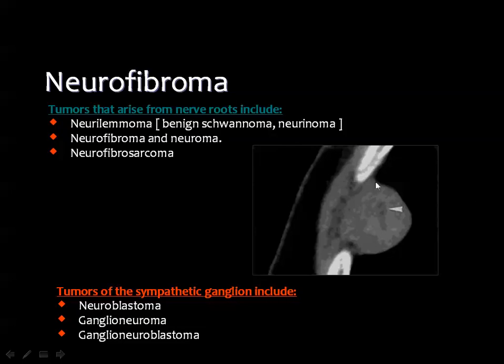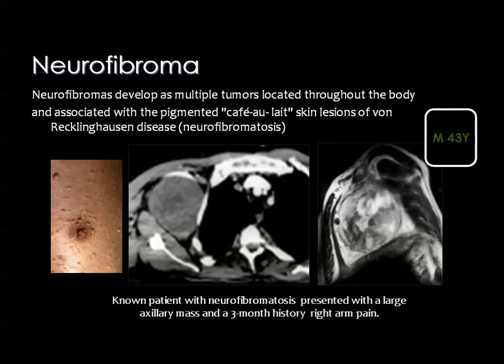And here you can see a lesion which is centered on the intercostal space, with a smooth margin and homogeneous CT density. And as I have said, you cannot reach the diagnosis unless you have a tissue biopsy.